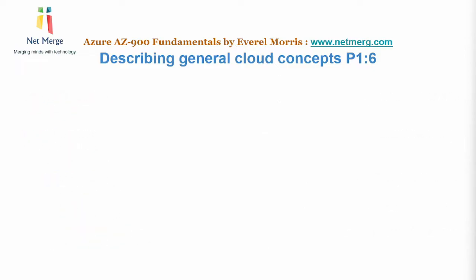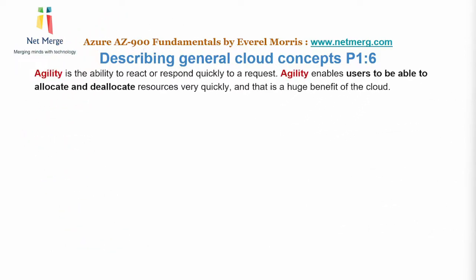So we're moving on. I spoke about scaling. Now I'm going to look at agility. Agility is the ability to react and respond quickly to a request. So agility enables users to be able to allocate and deallocate resources very quickly. That should sound familiar. That is elastic scaling. So agility is one of the benefits of elasticity, and elasticity is one of the benefits of cloud computing.